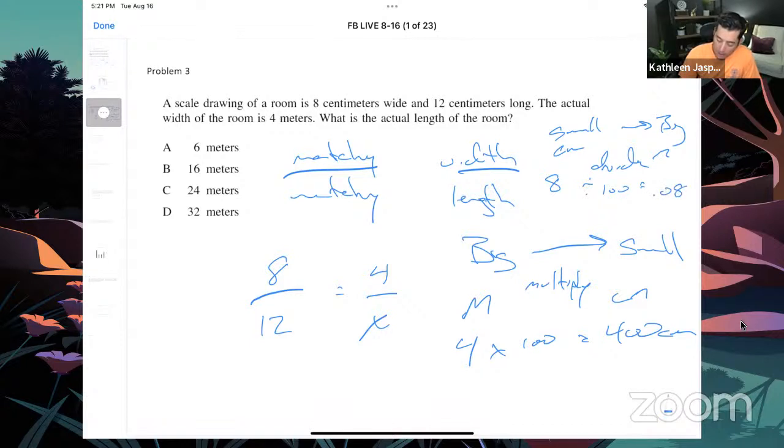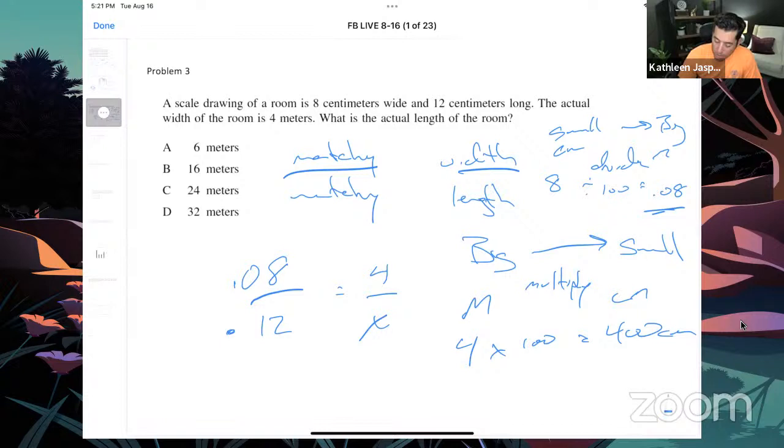I've got 0.08 meters. Now, this is still right. I can still put 0.08 here and 0.12 here, and then I'd be able to figure it out. I don't like dealing with decimals. That's why I avoid that. I always try and go from big to small.